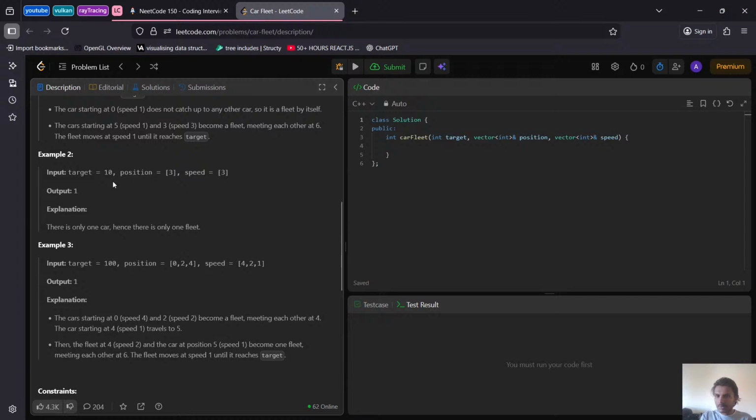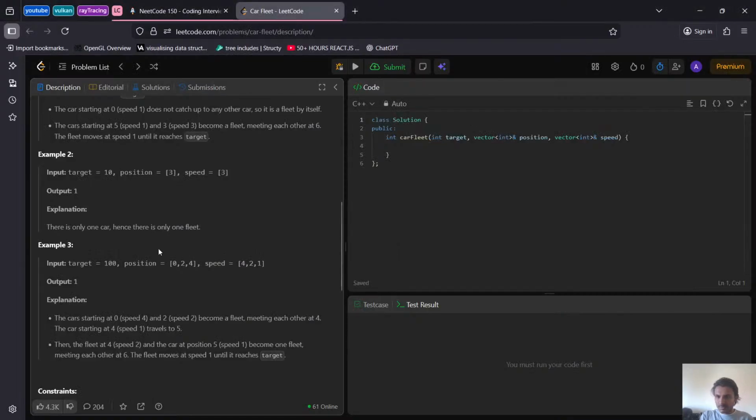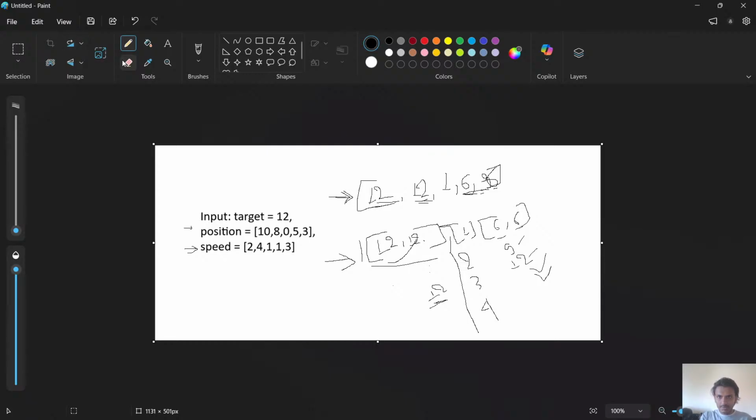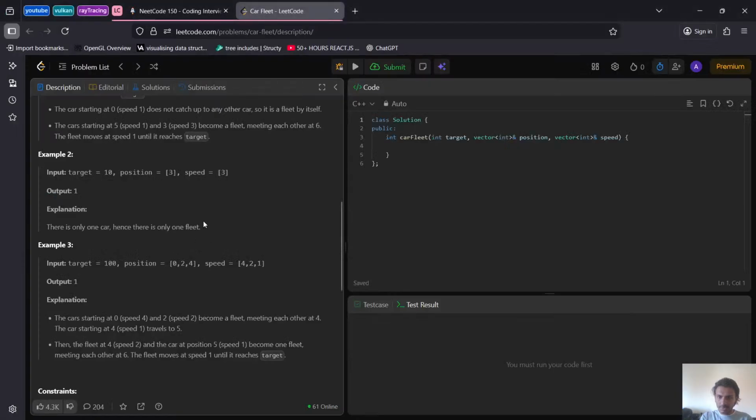See, if this is 12, but if there is a fleet, there is still an issue, like we still have an issue open. So we got this. And for this one, at speed 3, it will be 3, 6, 9, and then 12. That will be greater than the target, so we have already reached.